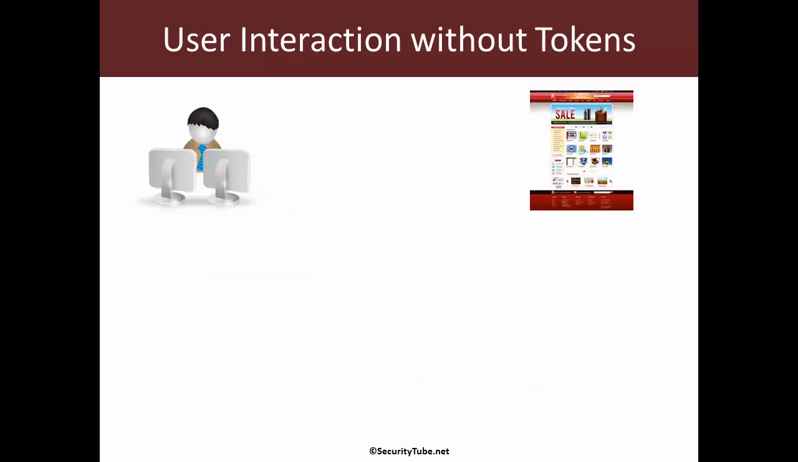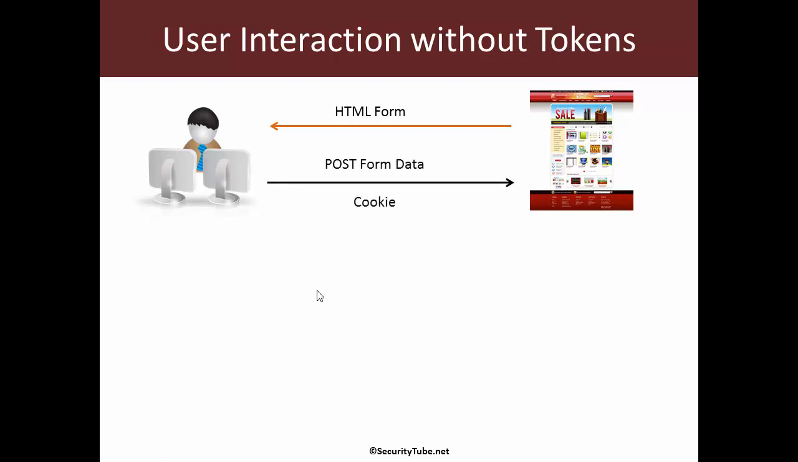Now, let me explain this with a quick illustration. So in the first case, we are going to take user interaction without using tokens. So here is a regular web user. Here is an e-commerce website. And typically, the e-commerce website is going to send out, let's say, the purchase HTML form to the user's request. The user then fills up the form, hits the submit button, and the browser submits the form data, let's say over a POST request, and cookies and other session state, etc., travel to the e-commerce website.